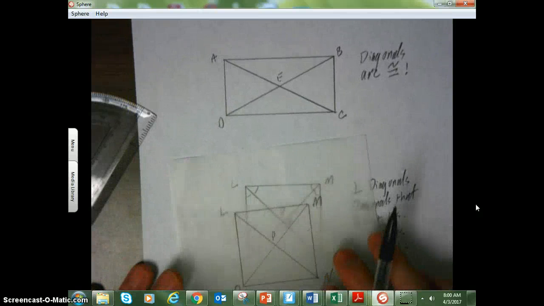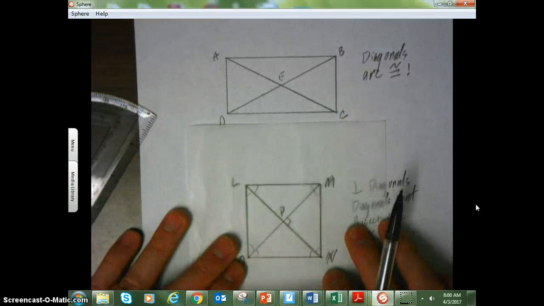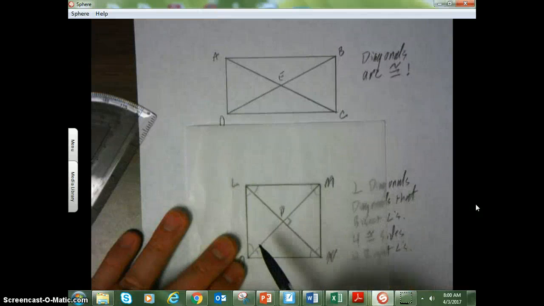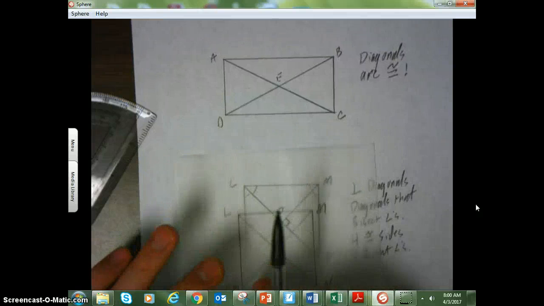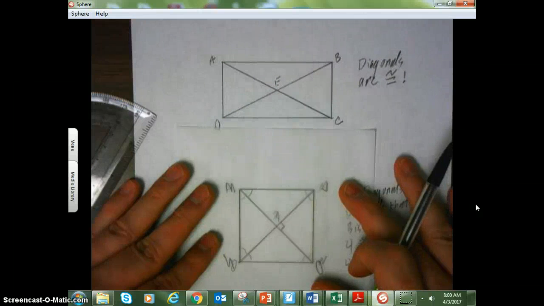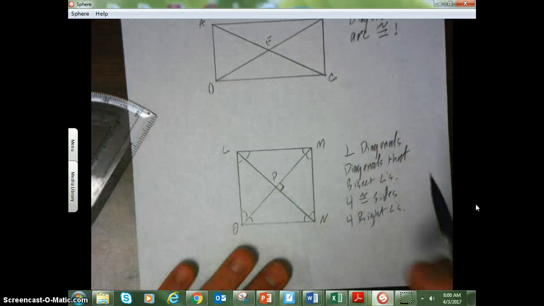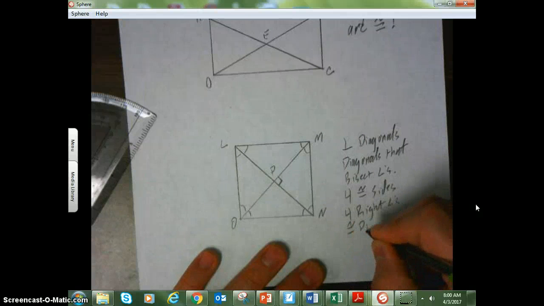and for sure it has four right angles, so it has the characteristics of a rectangle. But the other thing that we need to know to be a rectangle is, are the diagonals congruent to each other? So here we look at LN and we look at OM, and we turn the paper over and we can see that, yeah, the diagonals are congruent to each other. So it also has congruent diagonals.